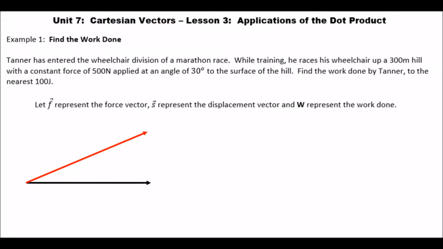Welcome to Unit 7, Cartesian Vectors, Lesson 3, Application of the Dot Product. Our first example will be find the work done. So this is an application of the dot product. We saw this example yesterday. I'm just going to rehash it today.